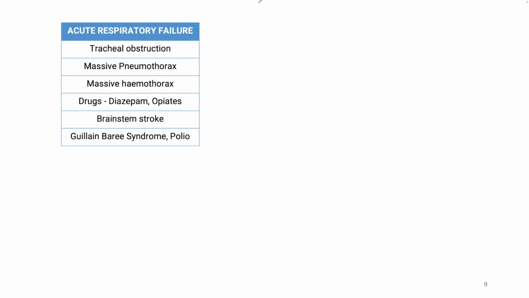Now what are the acute respiratory failure reasons? Tracheal obstruction, massive pneumothorax, massive hemothorax, that is blood collection in the pleural space. Drugs like diazepam and opiates, brainstem strokes, Guillain-Barré syndrome, in which your immune system attacks the nerves. It is a viral or bacterial infection where your immune system attacks your nerves, and polio. These are all the reasons for acute respiratory failure in type 2.